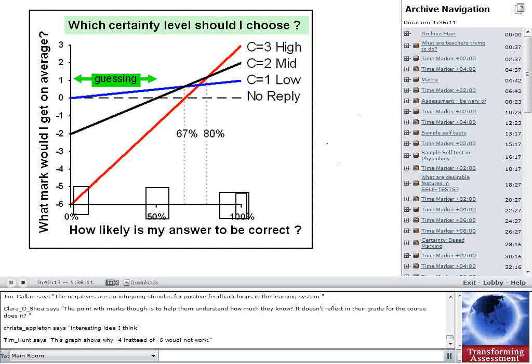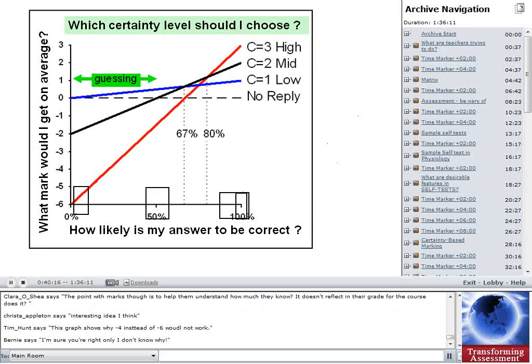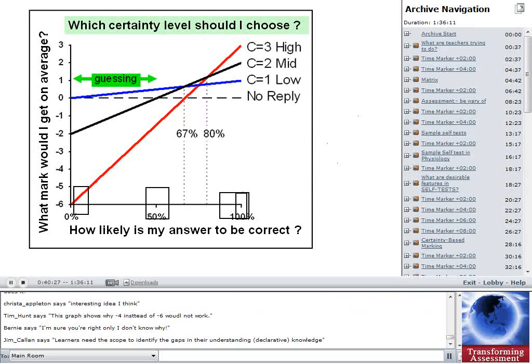And this is what we're trying to get students to think about. How reliable is my knowledge about this? How likely is my answer to be correct? Okay, so what is on the vertical axis here is the mark you'd expect to get for these different probabilities of being correct. There are 3 heavy lines on this. Let's take first of all the dashed line here. If you give no reply, then you're going to get no marks. On average, and indeed every time, you're going to get no marks if you don't reply.